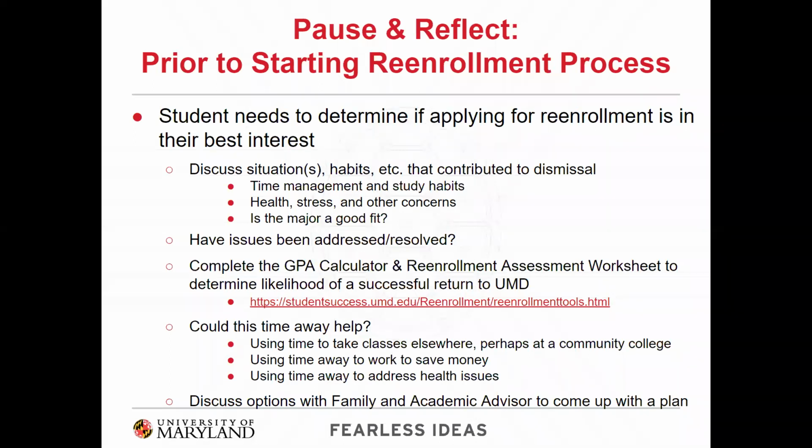Also, they need to reflect on whether these issues have been resolved or addressed. Again, completing the GPA Calculator is another good step, as well as our re-enrollment assessment worksheet, which I'll talk about in a moment.